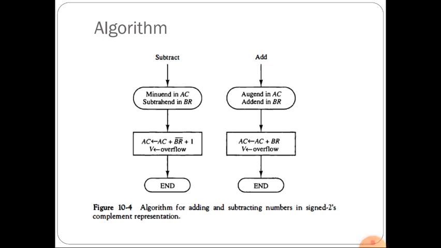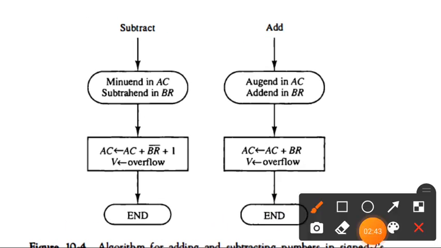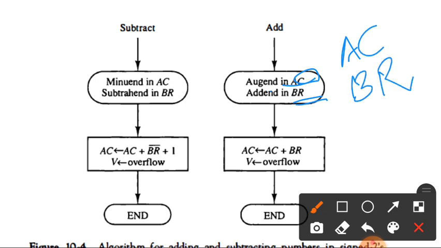Here, for addition, the augend is stored in the AC register and the addend will be stored in the BR register. That is, if we want to add two numbers, then the first number will be put into the AC register and the other number is put into the BR register. Then for addition, we just add the register contents, and the result will be stored in AC. So the destination register will be AC.